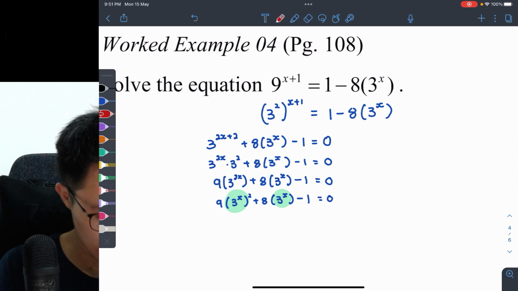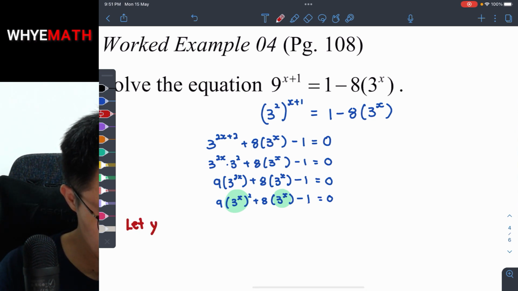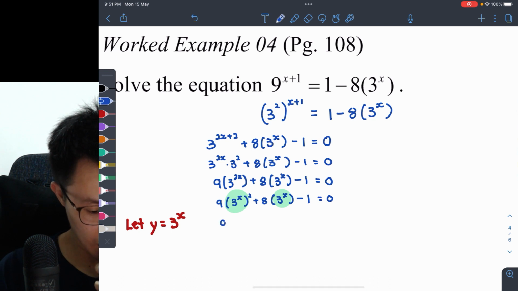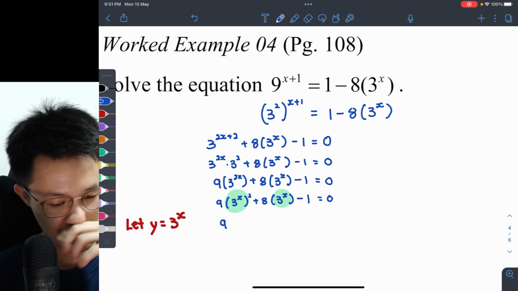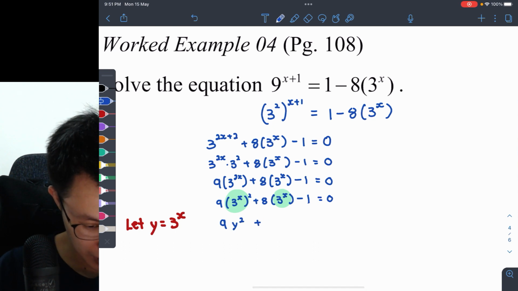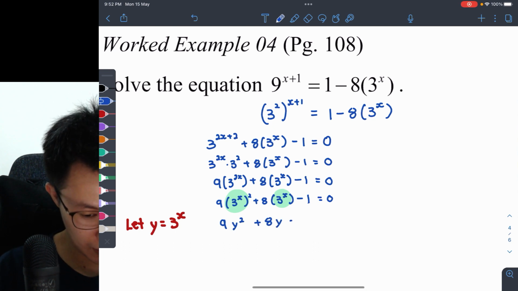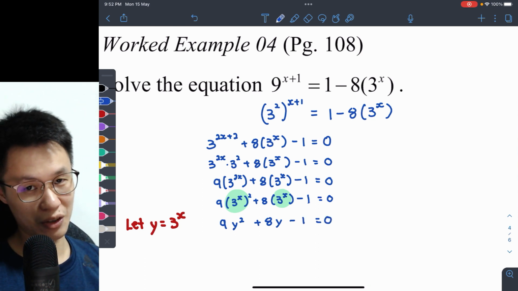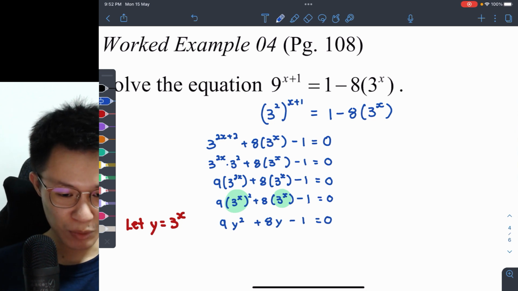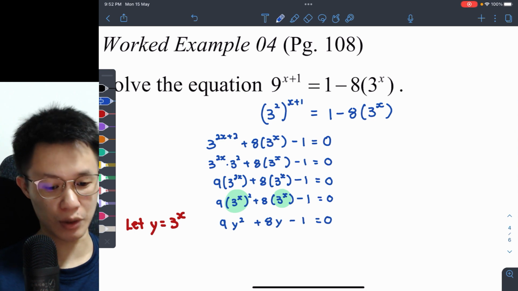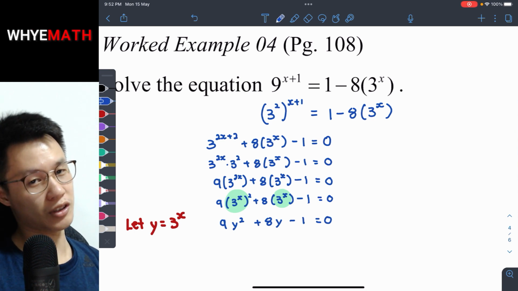I am going to let y equal 3 to the power of x, just for the sake of it. So if 3 to the power of x equals y, I will have 9y squared plus 8y minus 1 equals 0. And there you go, I have a quadratic equation. And we know how to solve quadratic equations. We can do many things. If we can factorize them, we can do all sorts of stuff.